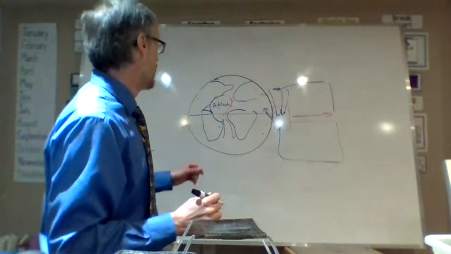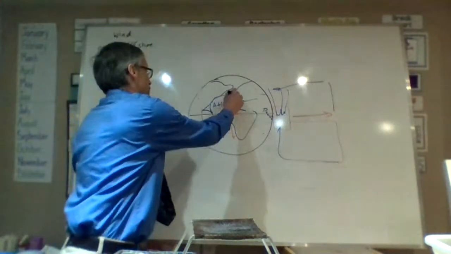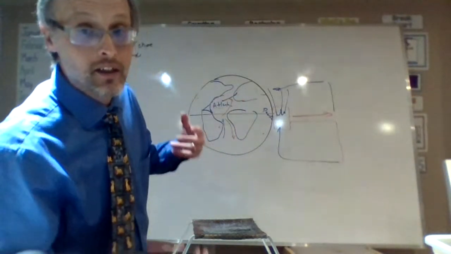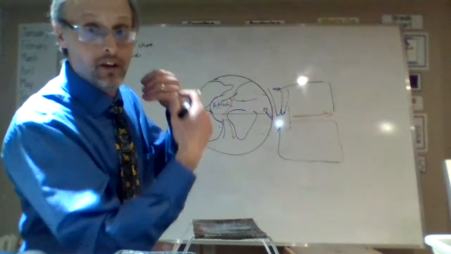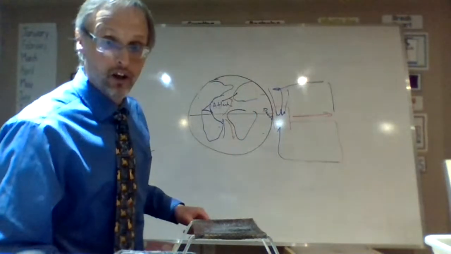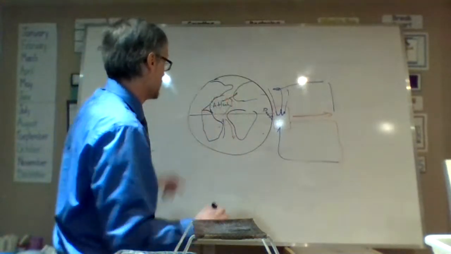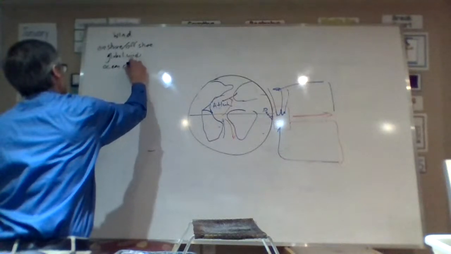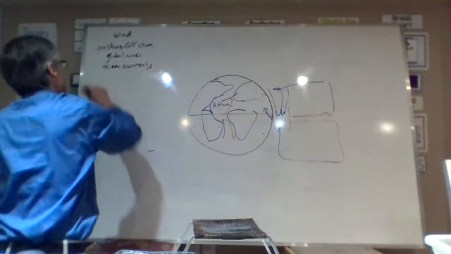It's the same reason why Columbus went from here to here. Okay, there was an ocean current. Thank you, Connor. Yep, an ocean current coming from here to here. These form your ocean currents. So that's another way we see convection all around us.